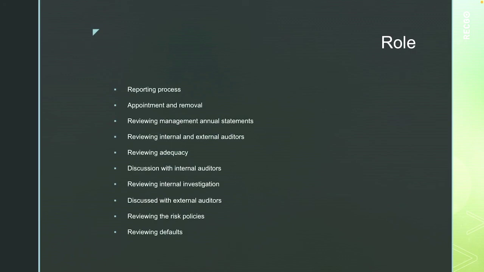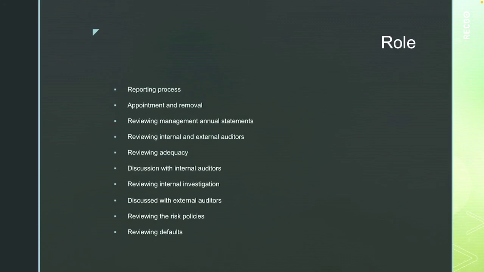What all policies are introduced for improving the financial position and overcoming the risk, and how the risk will be managed, those policies should be reviewed by the audit committee. Then reviewing the defaults. Yes, the audit committee has to look into the reasons for substantial defaults in payment to depositors, debenture holders, shareholders in case of non-payment of declared dividends, and creditors. Okay, all these areas should be properly verified by the audit committee before the commencement of the audit work or the audit process.